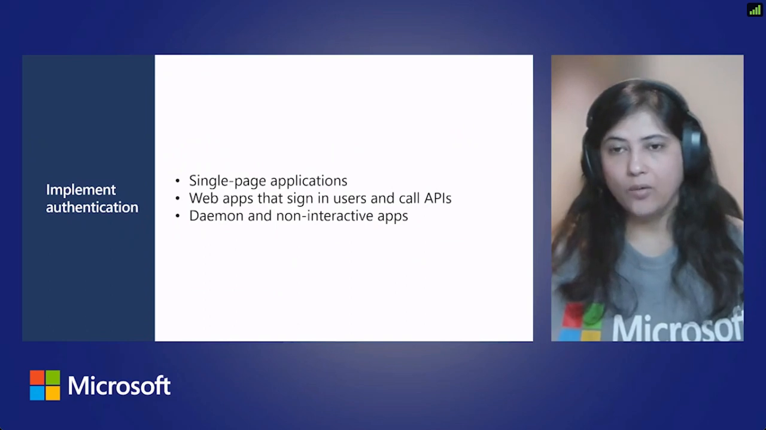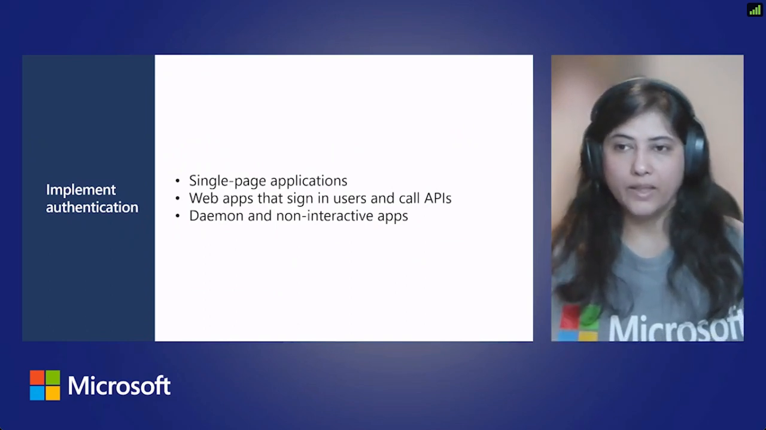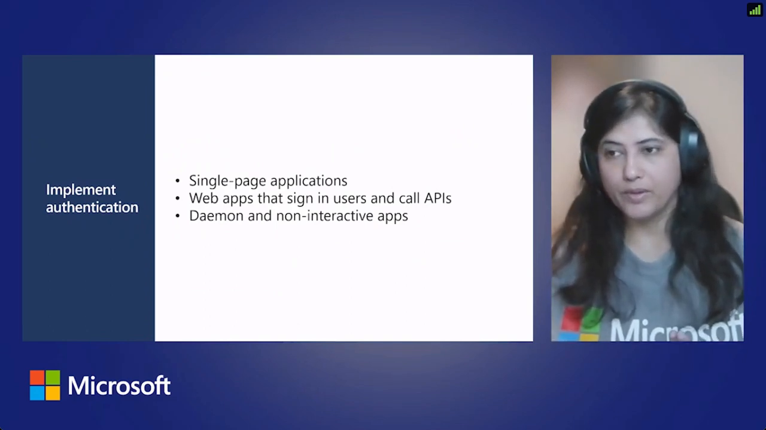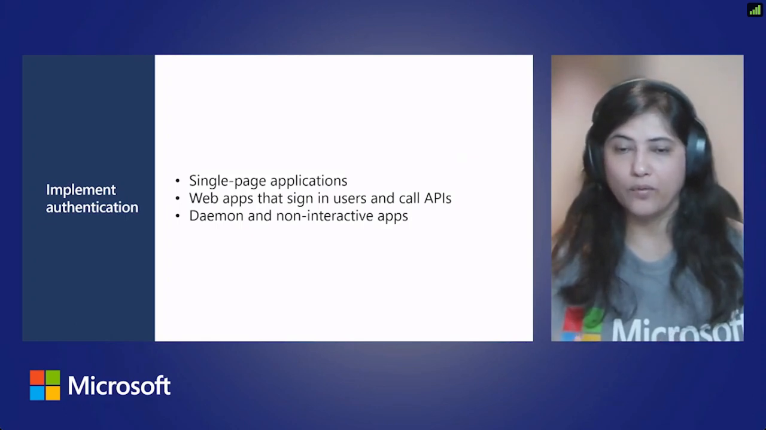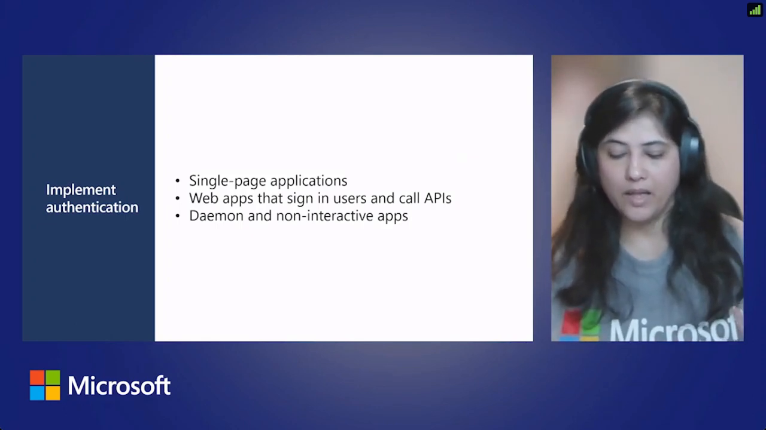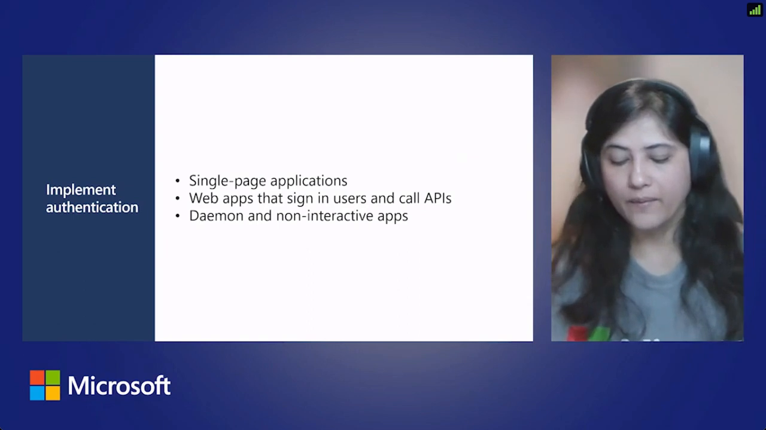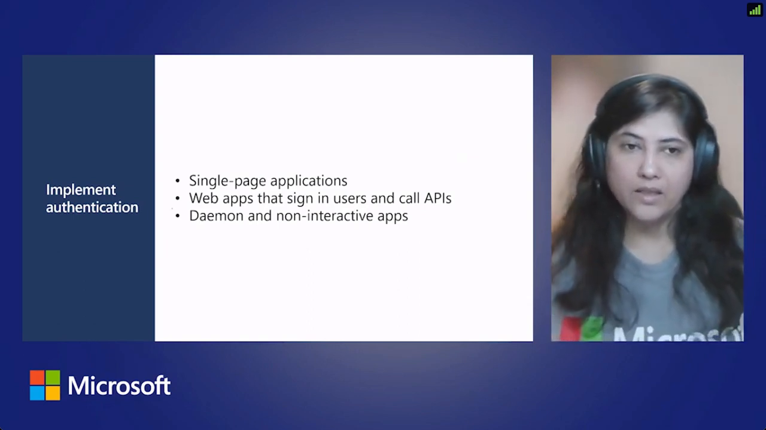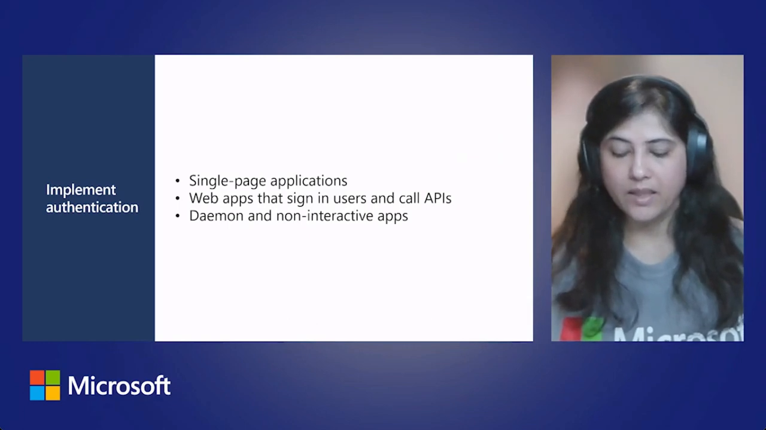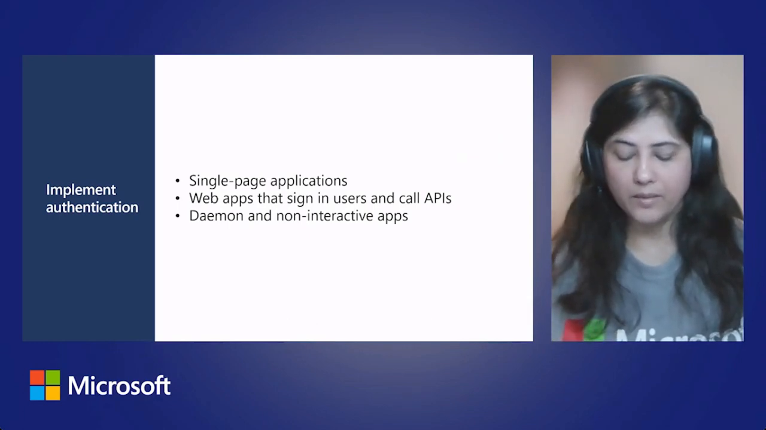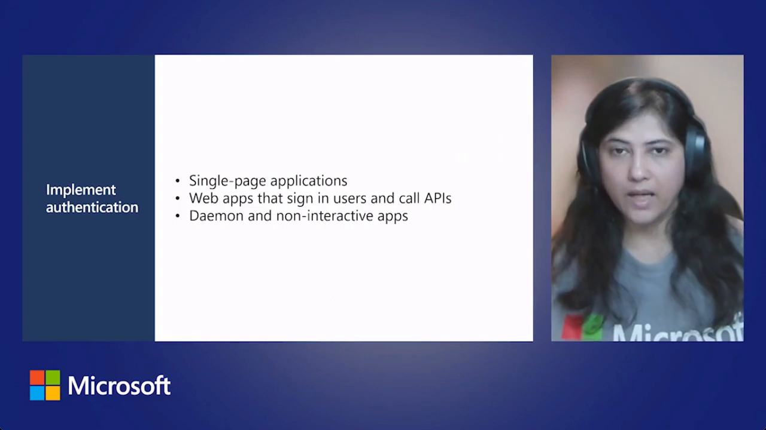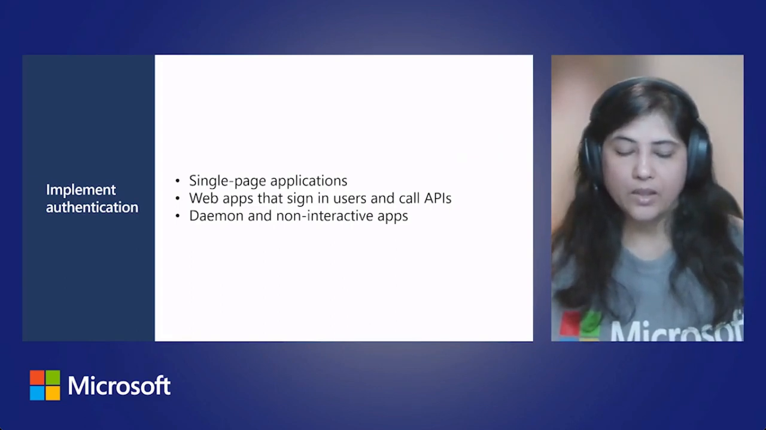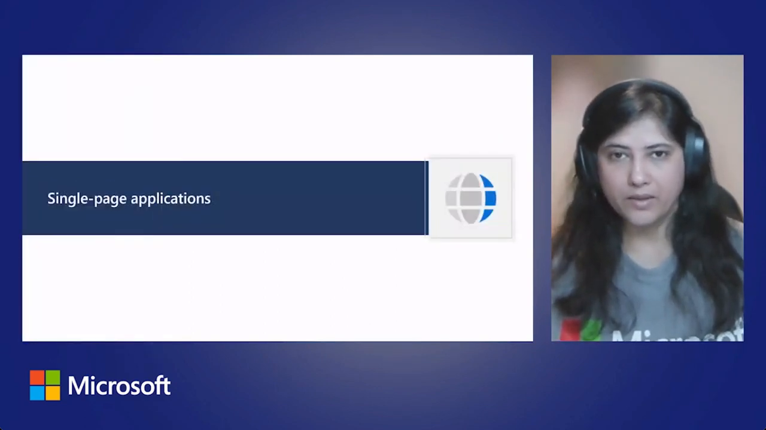So in this section now, we will learn how we can implement different OAuth 2.0 protocol grant types or flows in popular application types. So we will look at single page applications, we'll look at web apps that sign in users and call APIs, and we'll look at daemon and non-interactive apps as well. So let's start with single page applications.